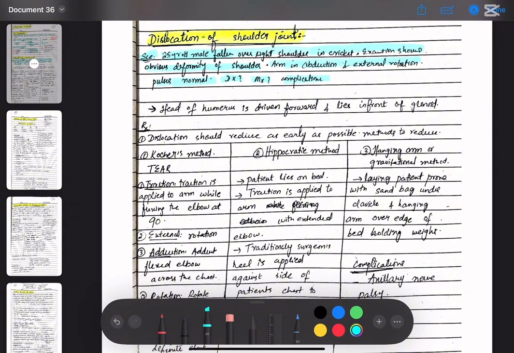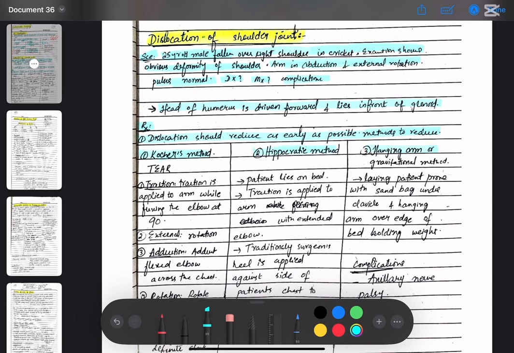So the head of the humerus is driven forward and lies in front of the glenoid. These are the anatomical terms. You should know that the head of the humerus is driven forward and lies in front of the glenoid. Now the treatment option for dislocation of the shoulder joint is that the dislocation should be reduced as early as possible, and the methods to reduce are Coker's method, Hippocratic method, and hanging arm or gravitational method.